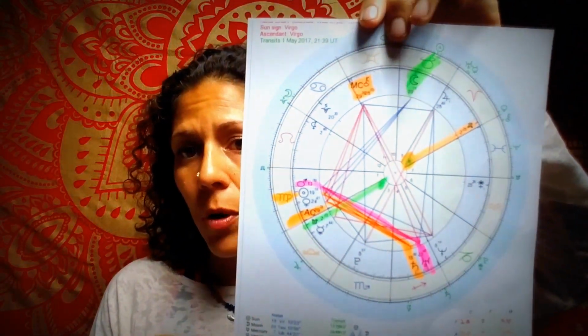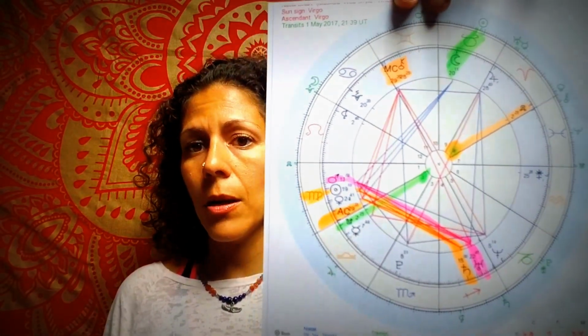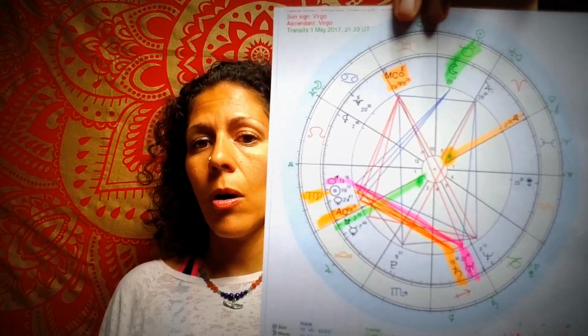There's a lot more, obviously, to read on this chart, but I'm going to stop there. That is what I would call a mini astrology reading.